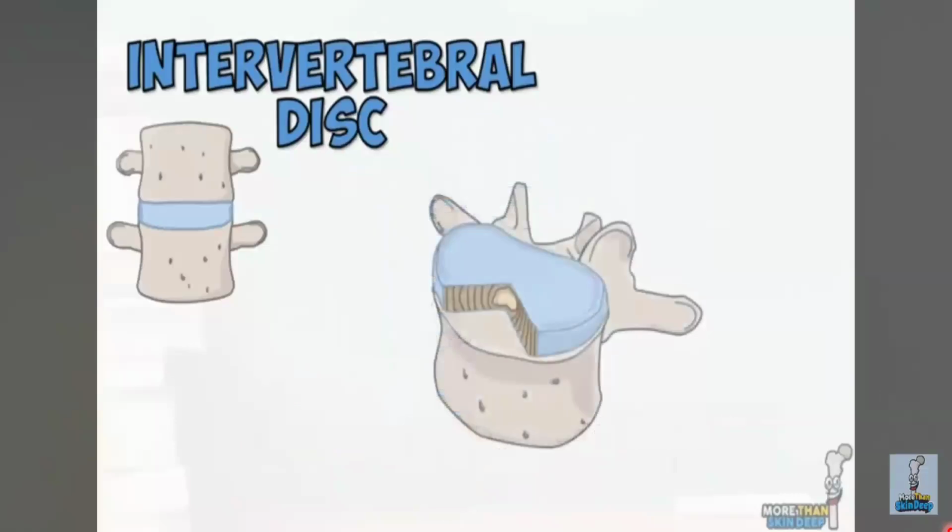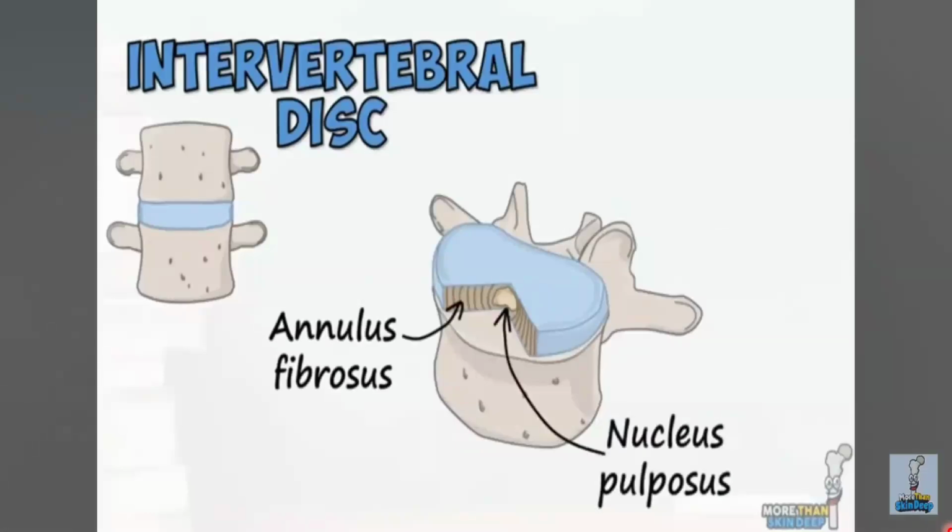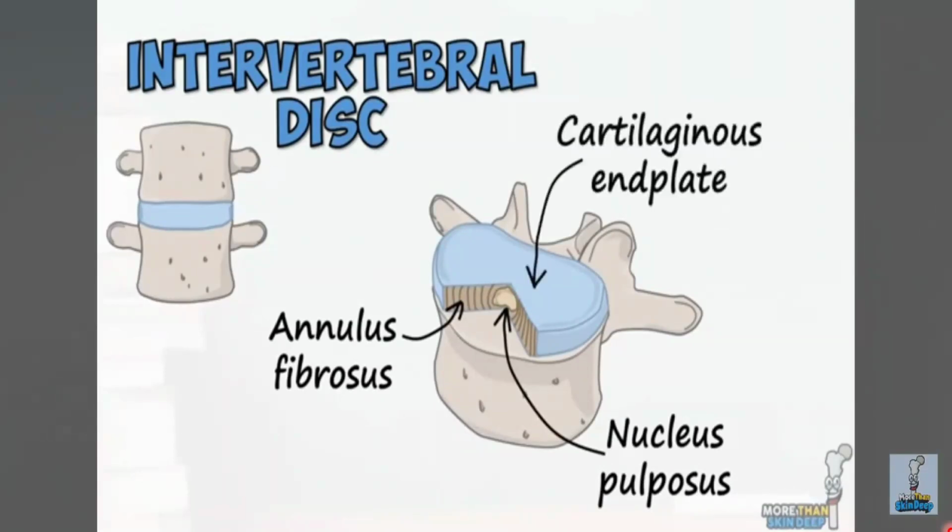All 23 of the discs have a similar structure, composed of an outer fibrous ring, known as the annulus fibrosus, and an inner gel-like center, known as the nucleus pulposus. At their top and bottom, the discs have an interface with their adjacent vertebra, known as the cartilaginous end plate. A healthy disc is symmetrical, with the nucleus sitting in the midline coronally, deviated slightly towards the posterior. Let's look at these areas a bit more closely.